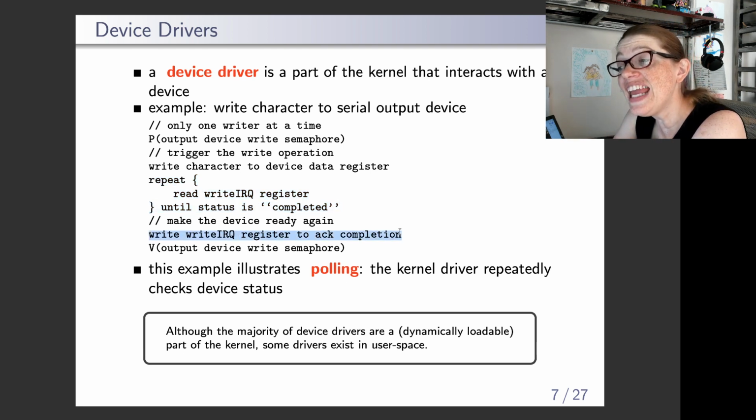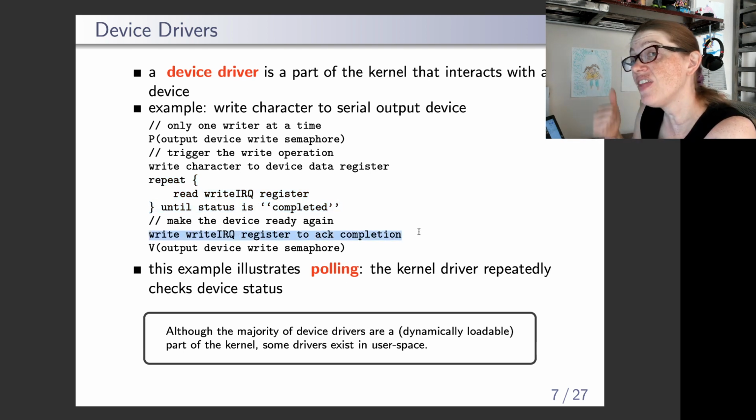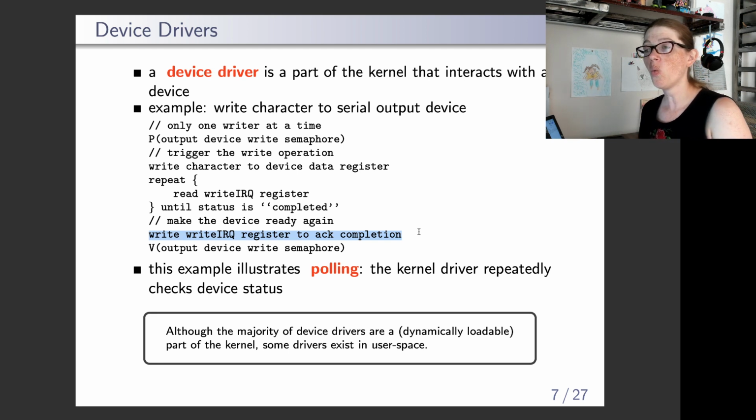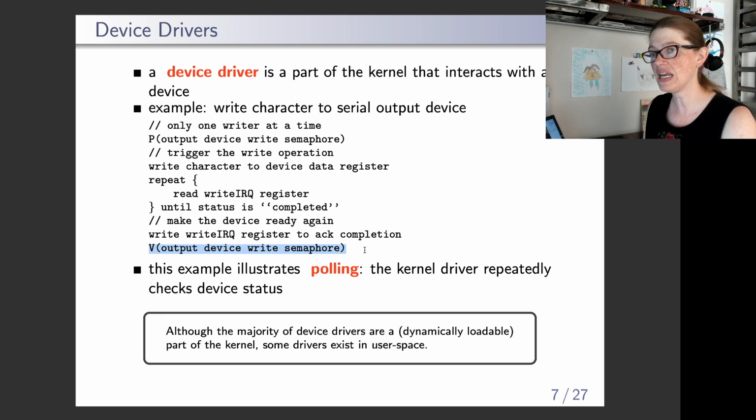we will clear that register to tell the device, hey, yes, we recognize that the write has completed, and we want to clear this register out because we don't want somebody to come along again and read it and get the status from a previous job. So it's always important to clear these. So we write the IRQ register to acknowledge the completion, and then we can finally release that semaphore and another write can happen.